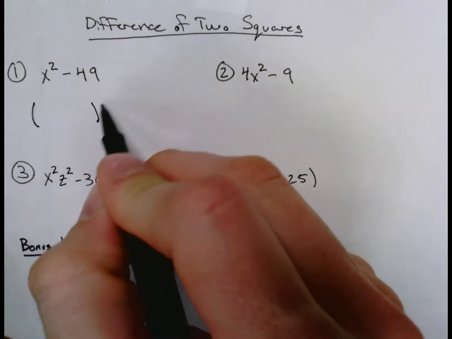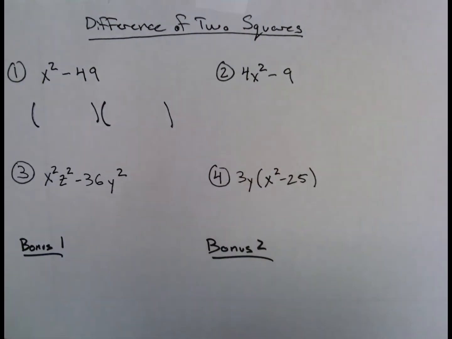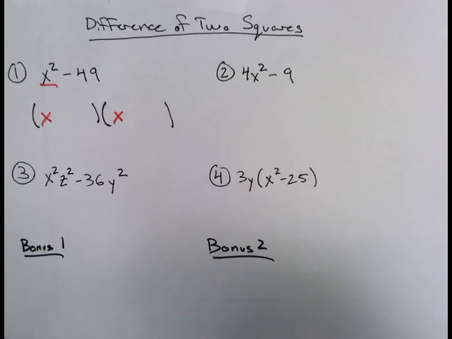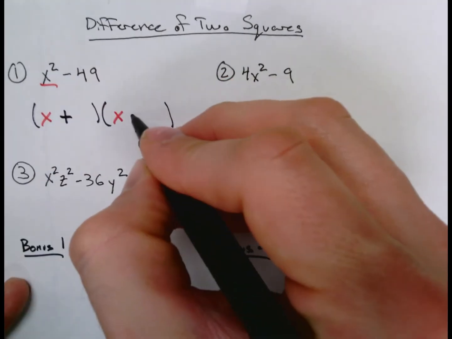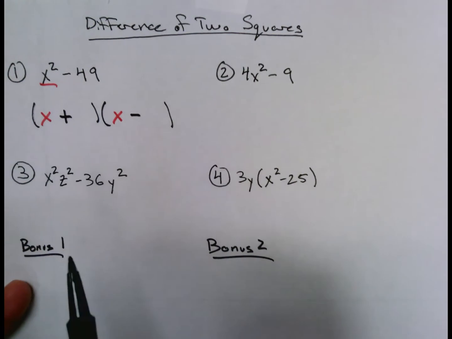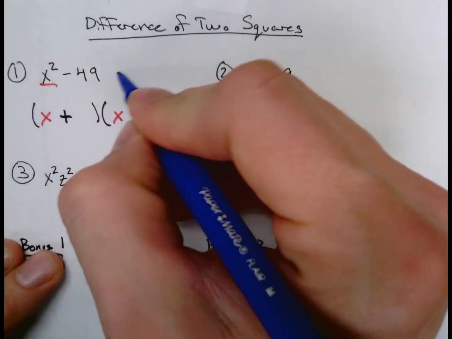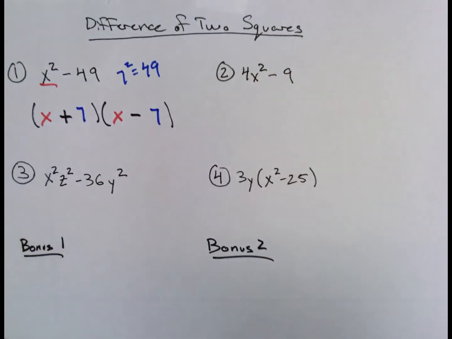Actually, I'm going to write out parentheses here for each of these. So this gives you x. So I'm going to put an x in both of those parts. And you know one's going to be a positive and one's going to be a negative. That's very important, one positive and one negative. And you think, okay, well, what squared gives you 49? And that would be 7. So 7 squared equals 49. So that's why a 7 goes here and a 7 goes there.